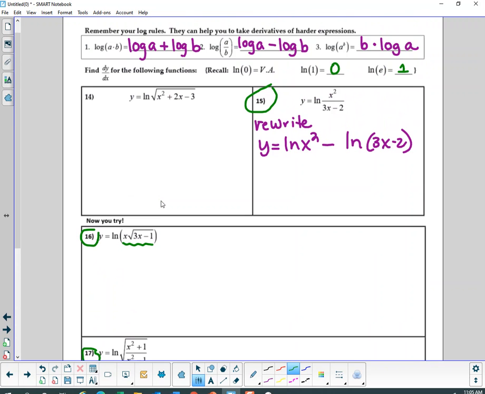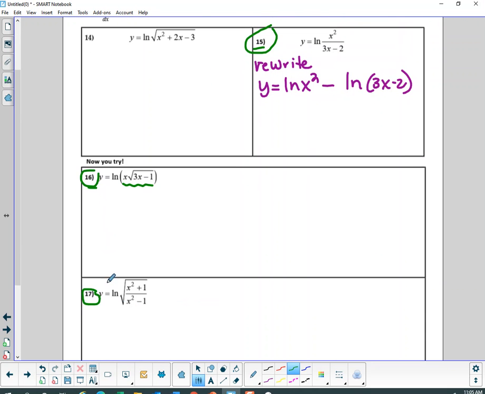So your next challenge is to see if you can rewrite 15 and 16 and 17 using log properties, and then write the derivative of those new expressions.